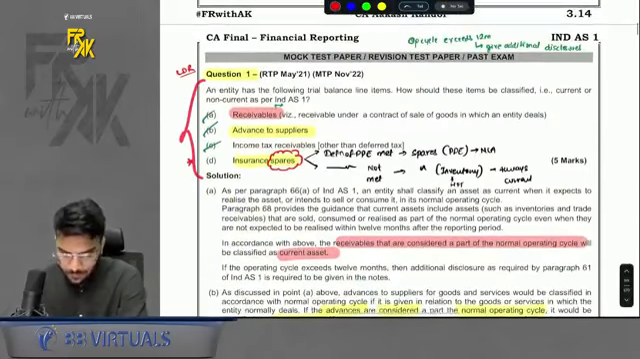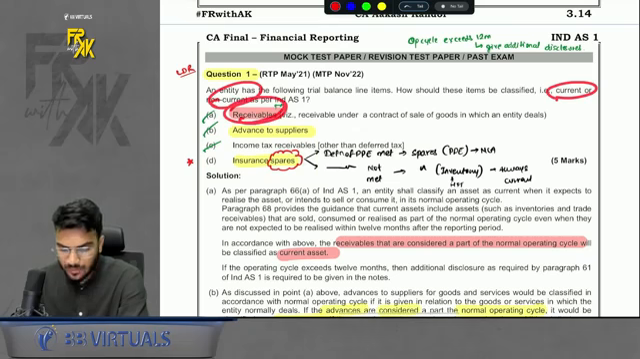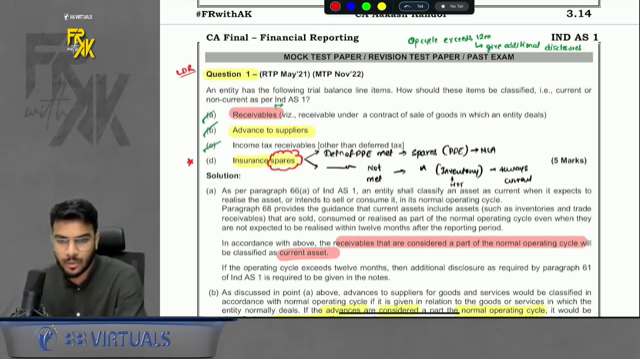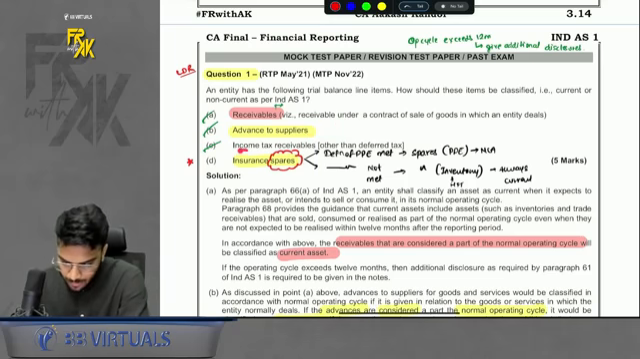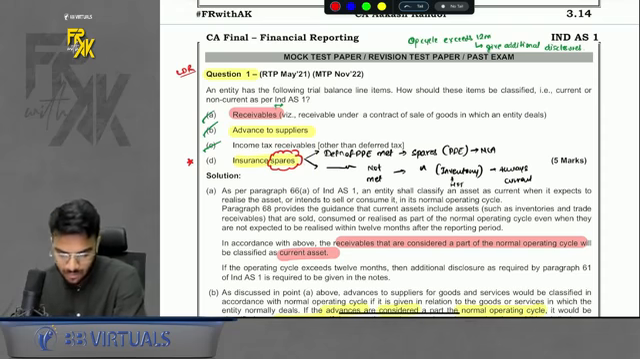Question number 1. Again, we have to classify whether current or non-current. Normally receivables fall due within the operating cycle, so current. Advance to suppliers, again they will fall due within the operating cycle, current. Income tax receivable, give a diplomatic answer: if receivable within 12 months, then current, otherwise non-current.